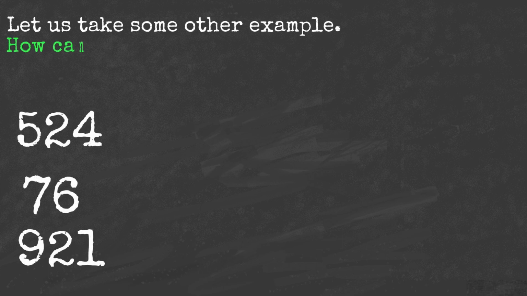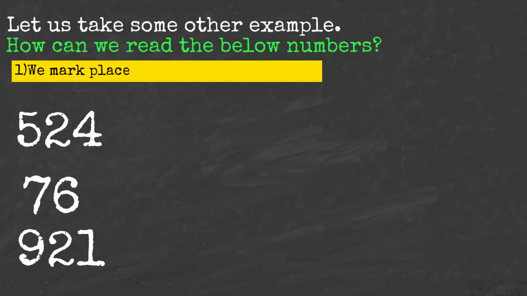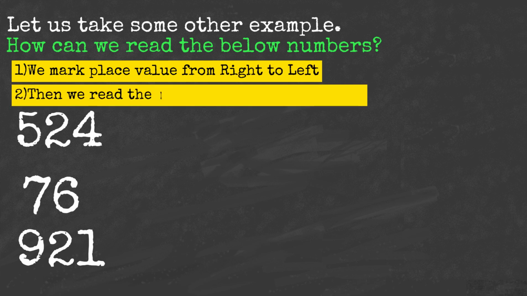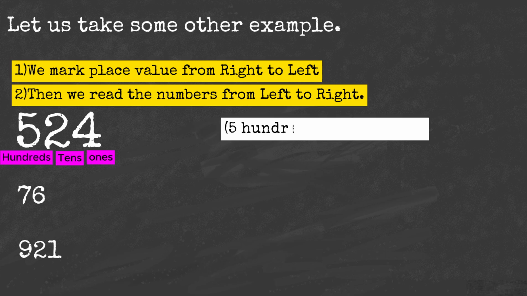Let us take some other example. How can we read the below numbers? To read the numbers, first we have to mark place value from right to left. Then we read the numbers from left to right. First question, digits 5, 2, 4. I marked 3 places. We have 5 hundreds, 2 tens, and 4 ones.